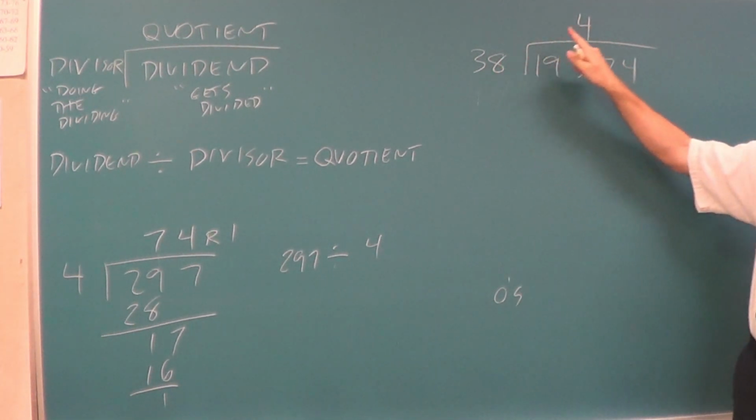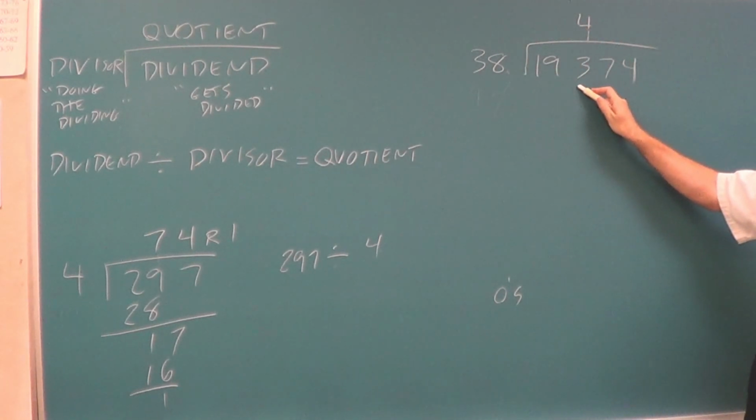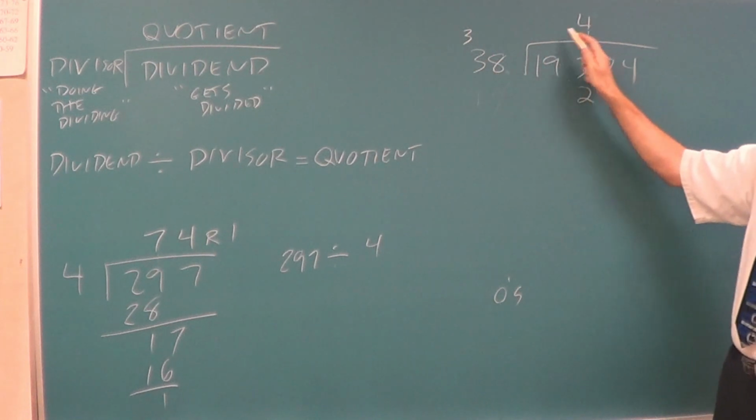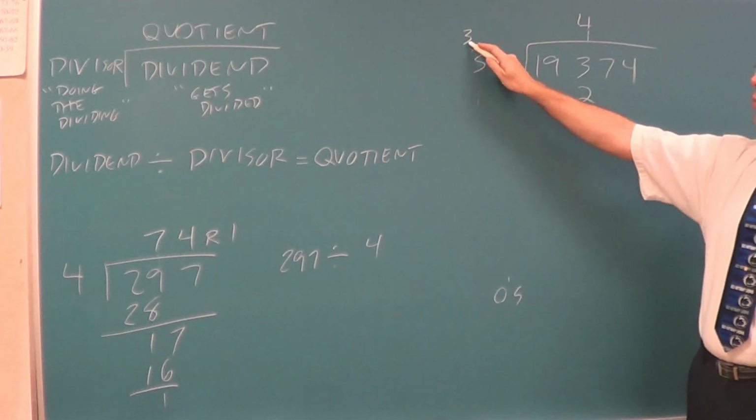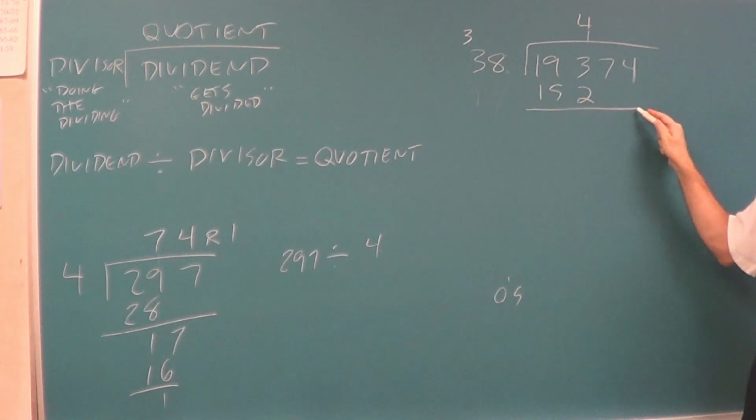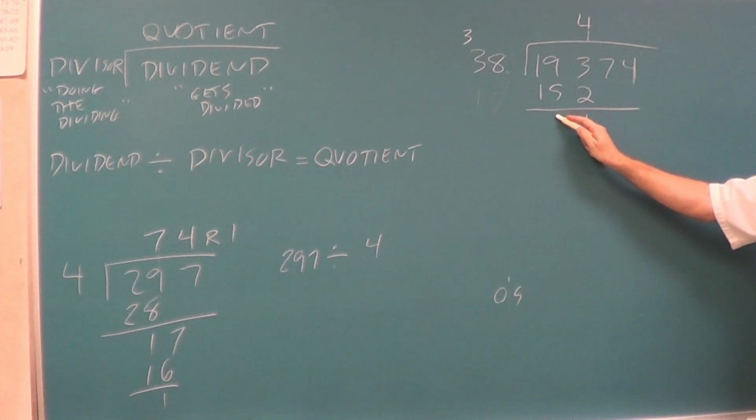So we need to go 38 times 4. So 4 times 8 makes 32. So leave the 2, carry the 3. 4 times 3 is 12, plus that other 3 is 15. Subtract. This will make 1. This will make 4. Okay.